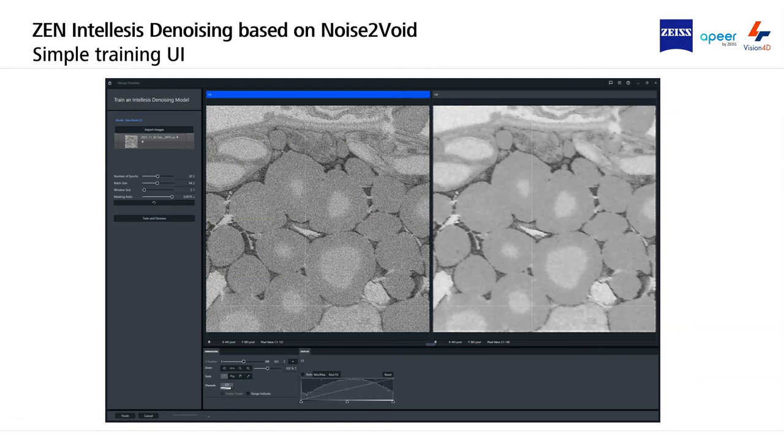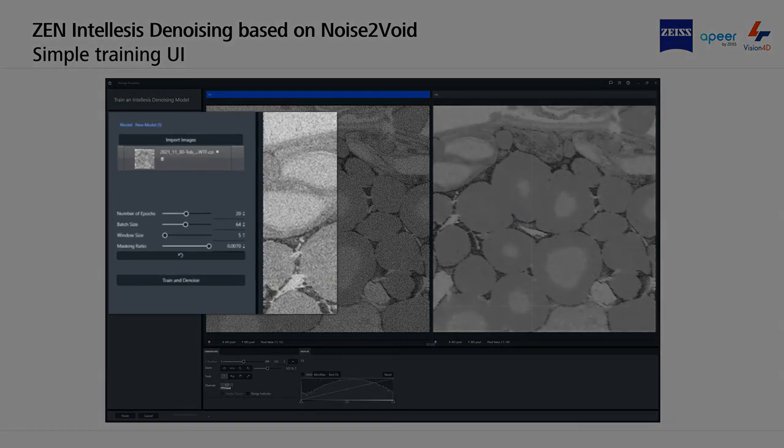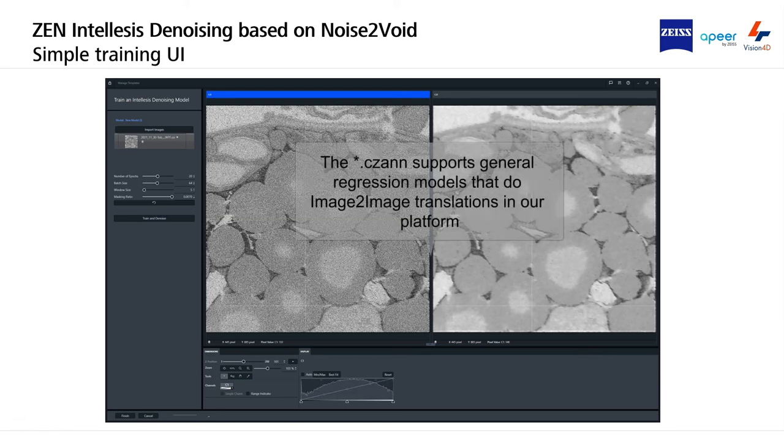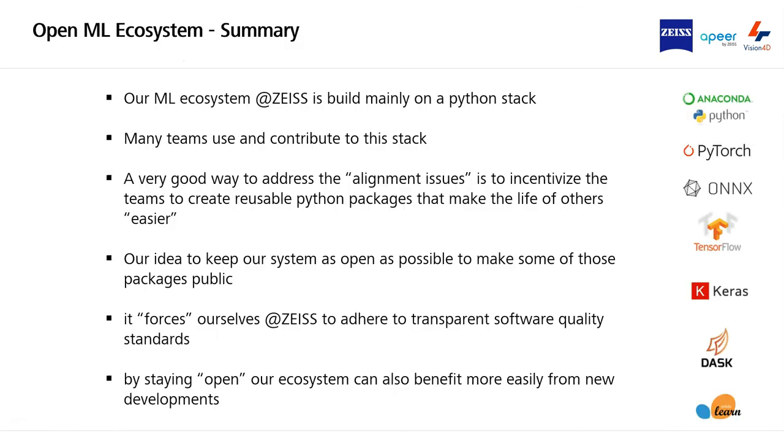And here is the training UI for our Noise2Void shown applied to a FIB-SEM image. The user can easily train a Noise2Void model here or import his own regression model as a CZANN file created using the czmodel package. This allows not only to denoise images, but also using our software platform to apply specific image-to-image translations using custom regression models.